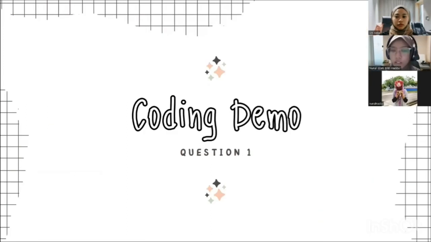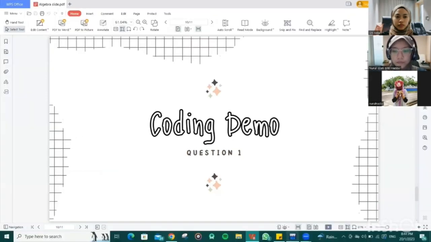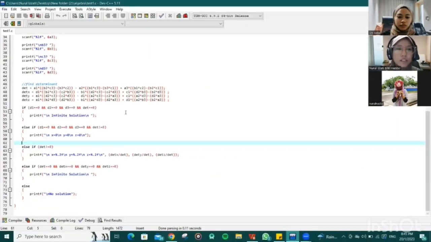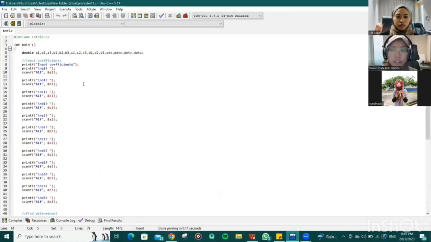Thank you. To explain about the coding, we use question number 1, which involves a matrix, and we'll show you the coding demo. So this is our coding. Actually there are many methods for the solution, but for this coding we use Cramer's rule because it's easy to implement. Here we declare all the coefficients and the determinants for x, y, and z.